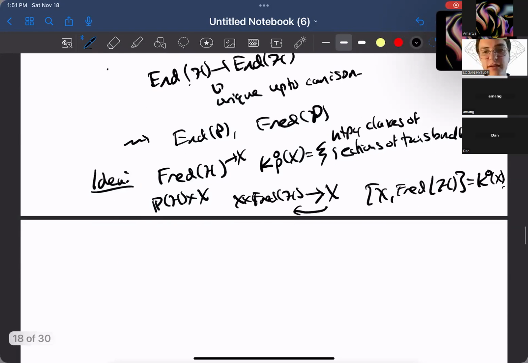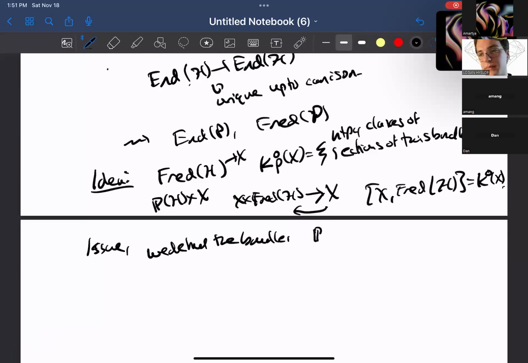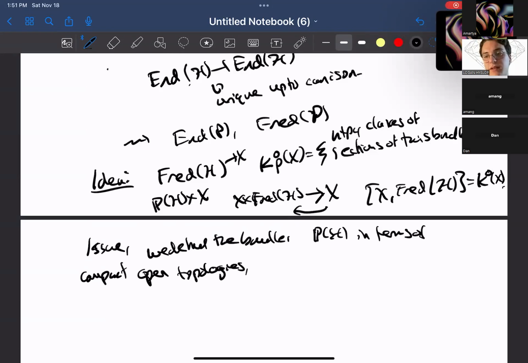The issue here is we defined the bundles P of H in terms of compact open. Apologies. So Fred H does not work so well.